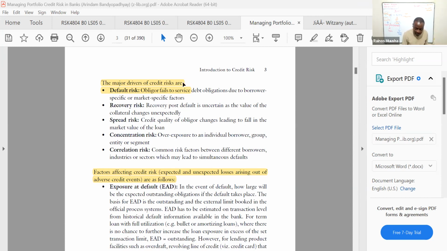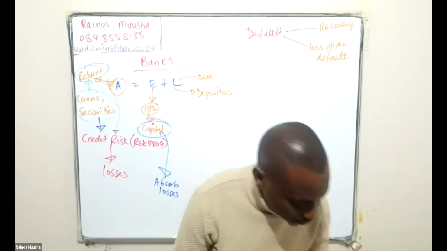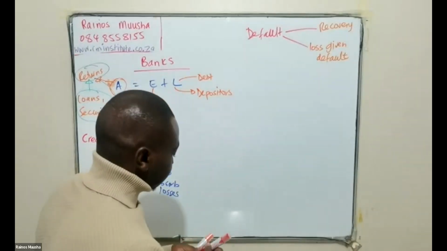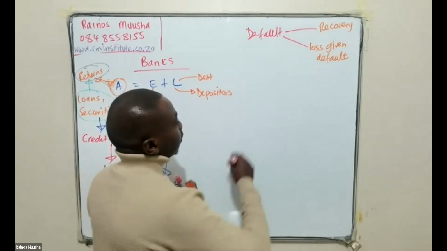Another driver of credit risk is concentration risk. And when you look at concentration risk, they say this is overexposure to an individual borrower or group or entity or segment as well. So when you look at concentration risk, in simple terms, if it's loans, let's say, for example, we have Bank A.